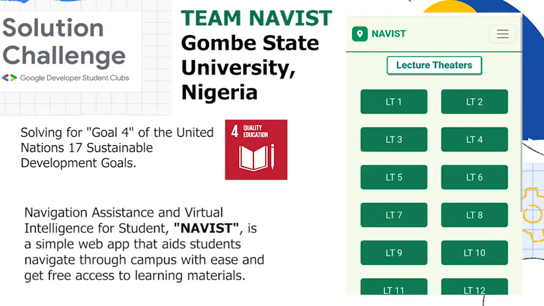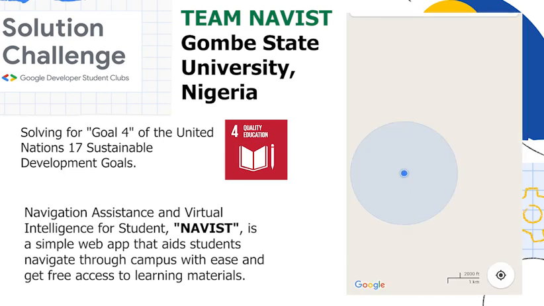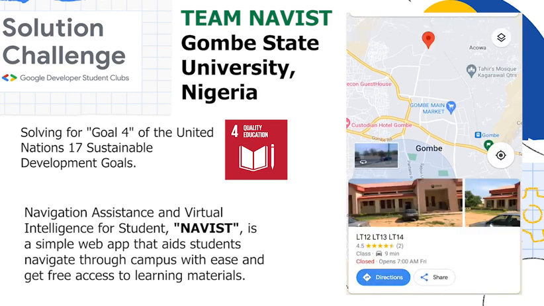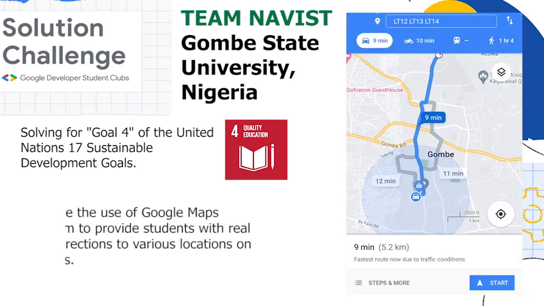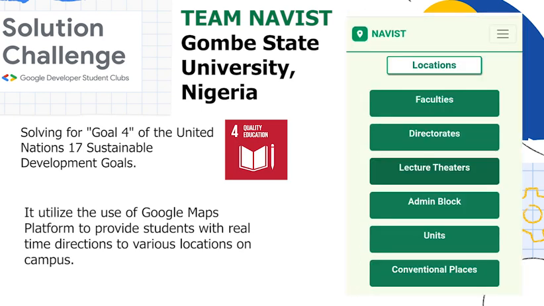Navigation Assistance and Virtual Intelligence for Student, Navist, is a simple web app that aids students to navigate through campus with ease and get free access to learning materials. It utilizes the Google Maps platform to provide students with real-time directions to various locations on campus.